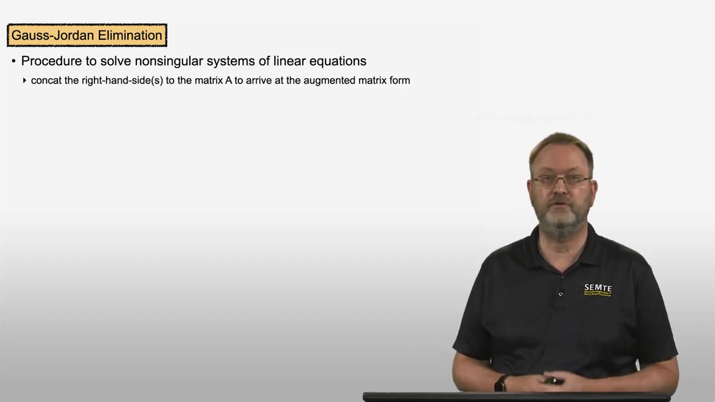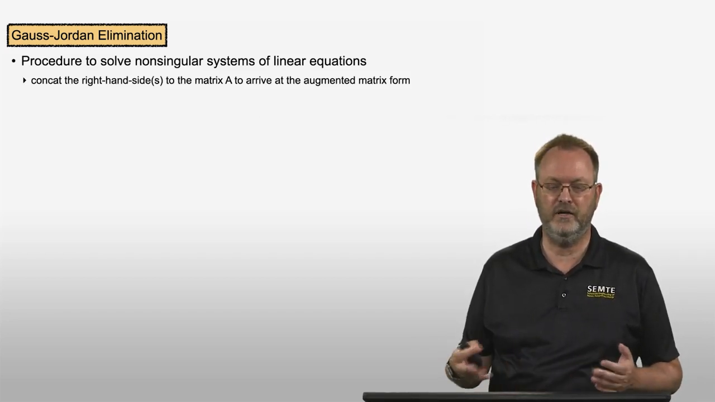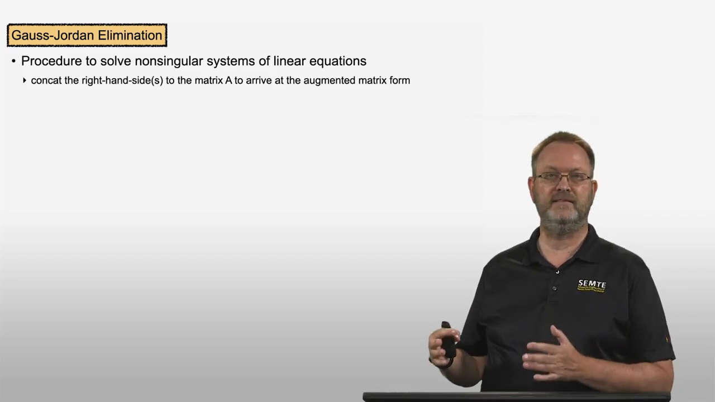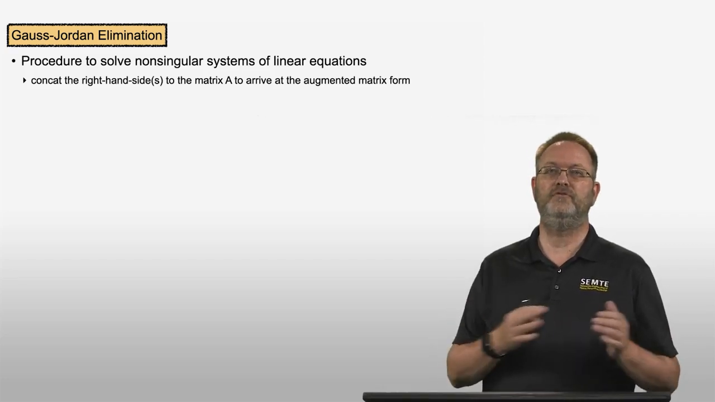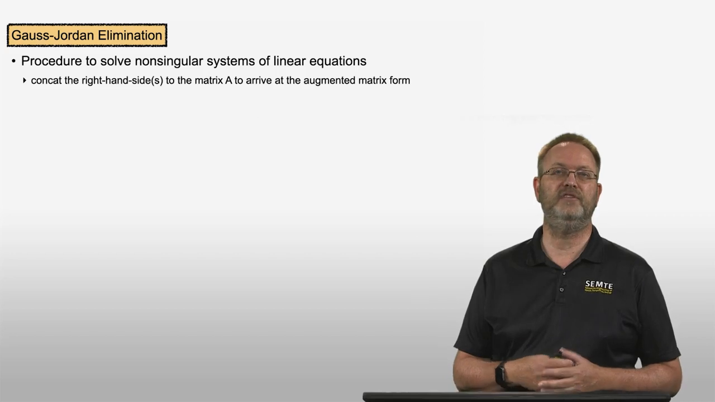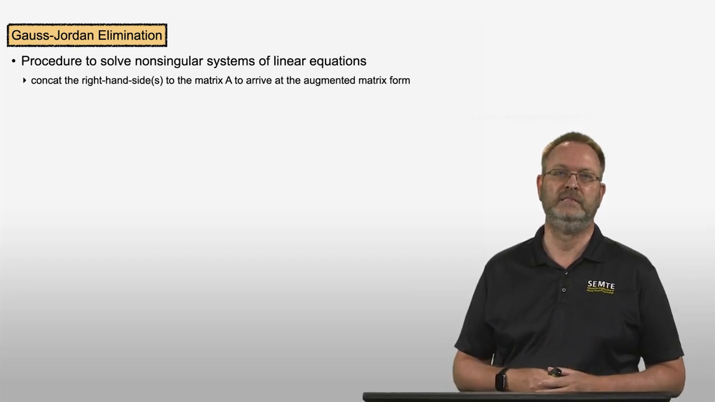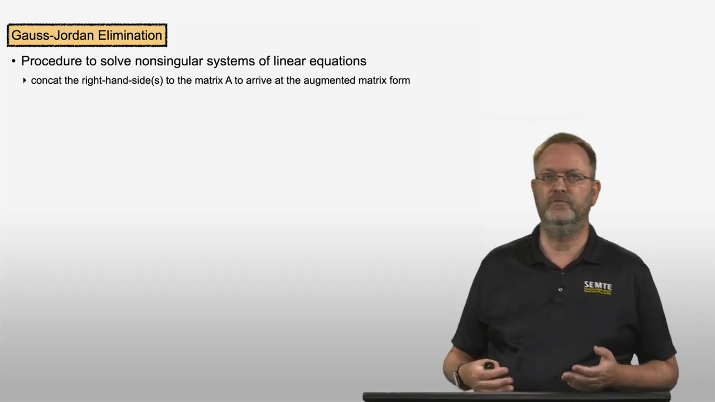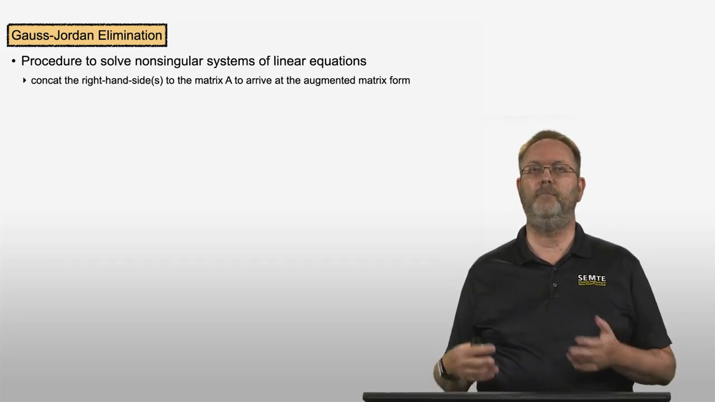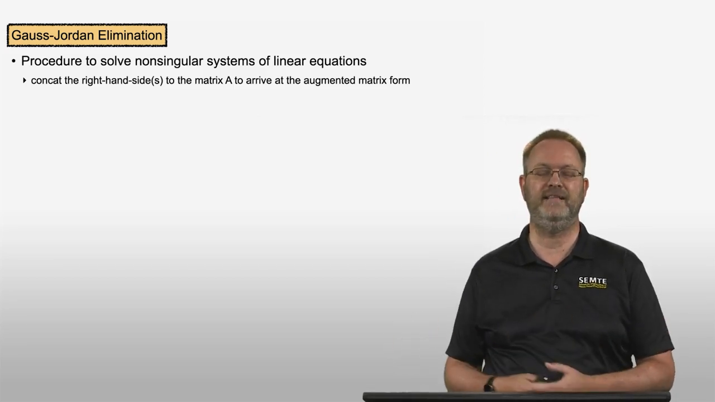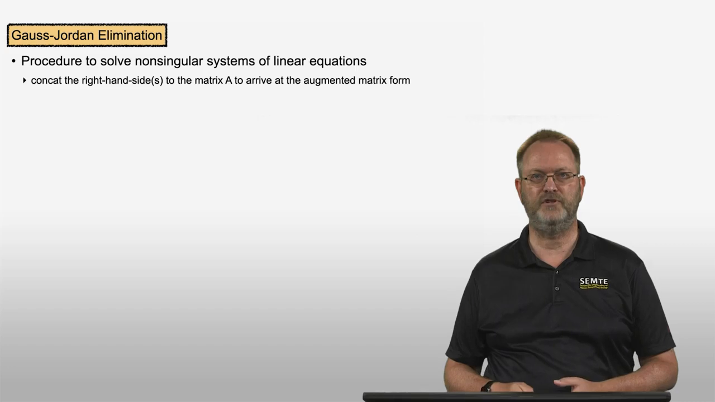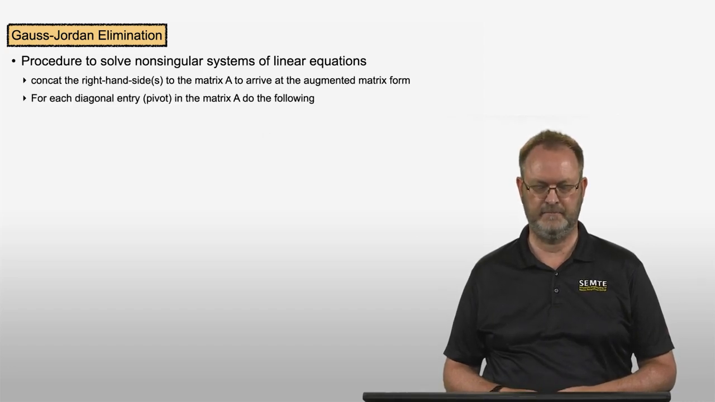And here are the individual steps. The first step is to concat the right-hand side to the matrix A to arrive at the so-called augmented form. And we can use this algorithm to solve a system for multiple different right-hand sides. So that's why there is the option here of the plural for right-hand sides.